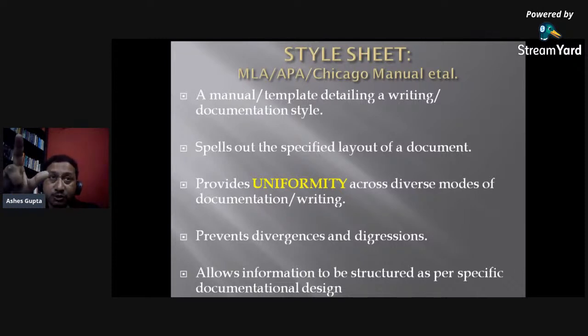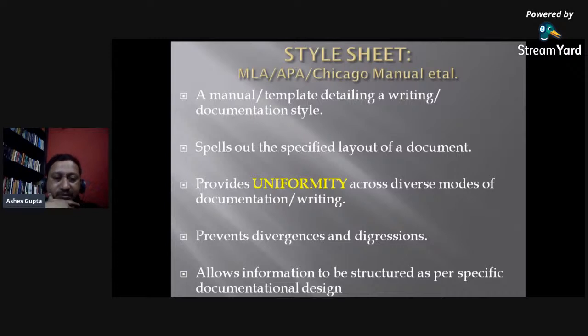The style sheet tells you how to present it in a particular designated format. Why is it necessary? Because it provides uniformity across diverse modes of documentation or writing. So you'll find generally when you're submitting to a journal, the journal will automatically prescribe a particular style sheet. Why? Because that makes the task of the journal editor easier. The journal editor can do this task of copy editing very easily, following the style sheet specified by that particular journal. So the notion of uniformity comes in.